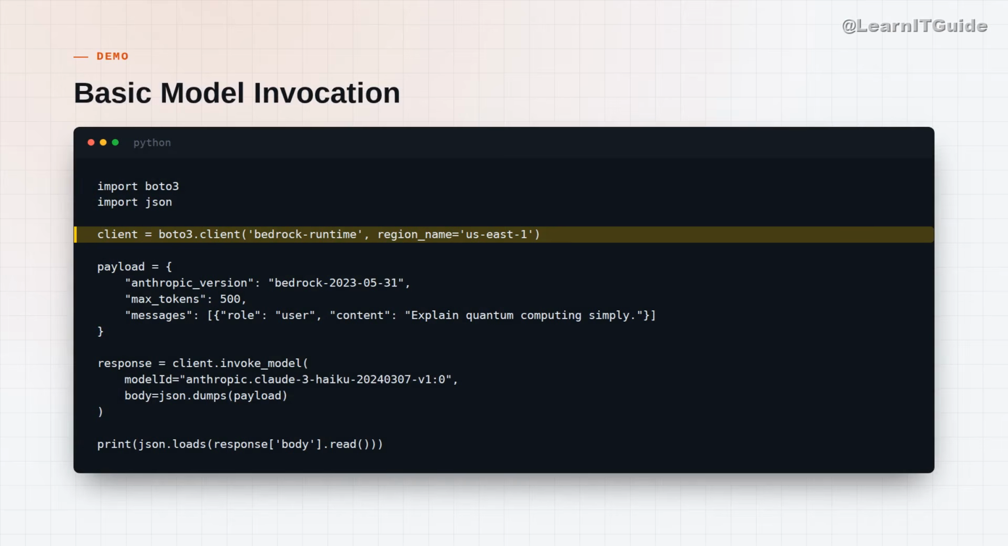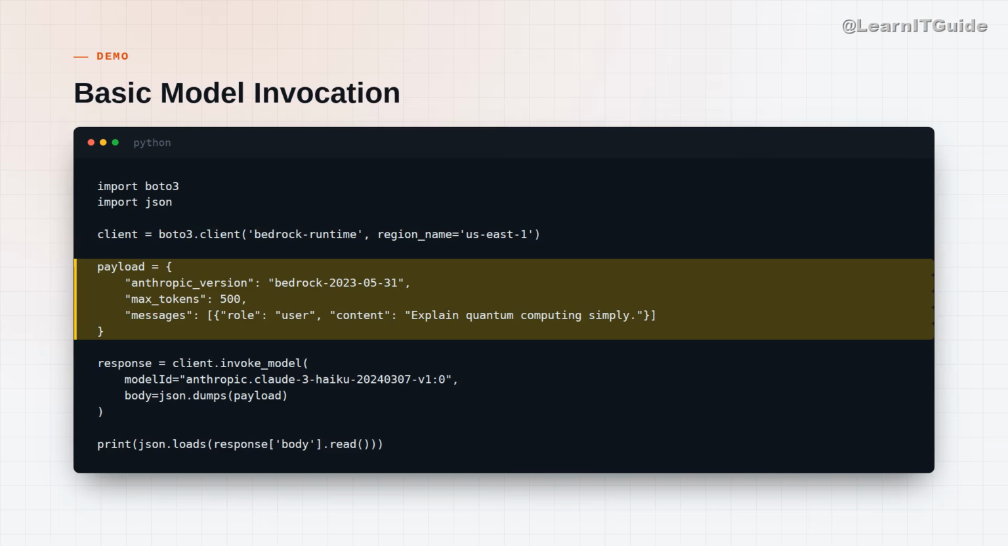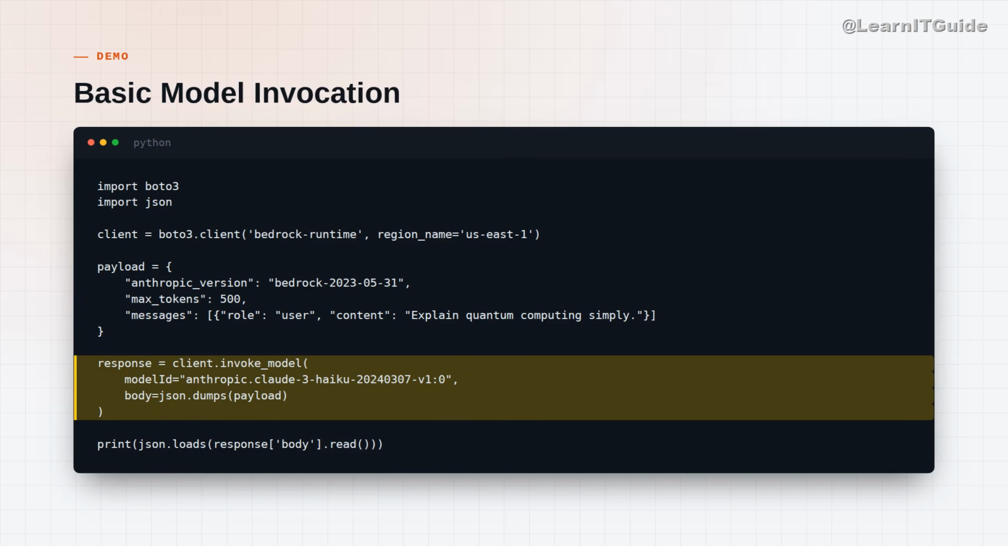This is the core concept. On line 4, we initialize the Bedrock runtime client. This is the specific client for running inferences. Lines 6 through 10 define our payload. This format changes depending on the model, so always check the documentation. Then, on lines 12 through 15, we call the invoke model method with the model ID and our serialized body.